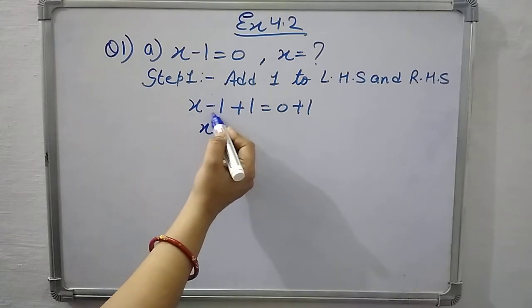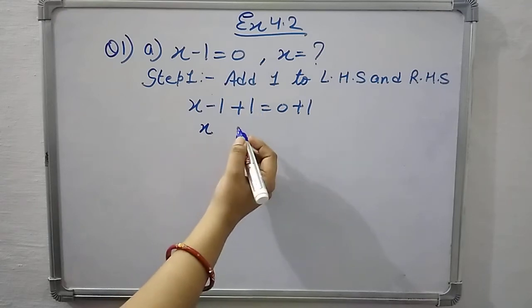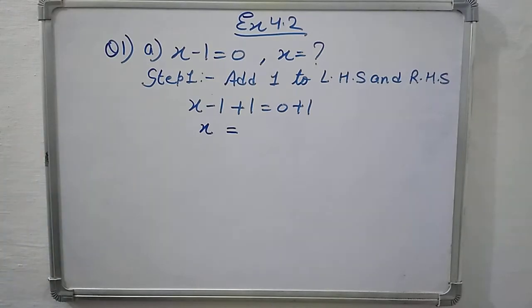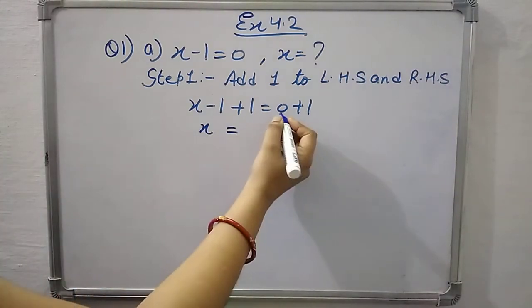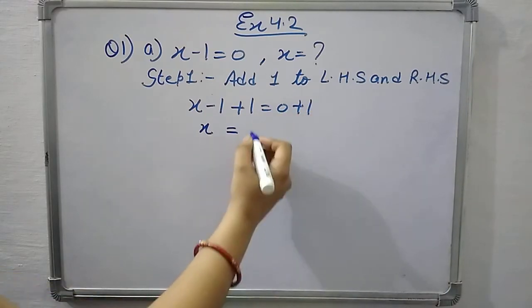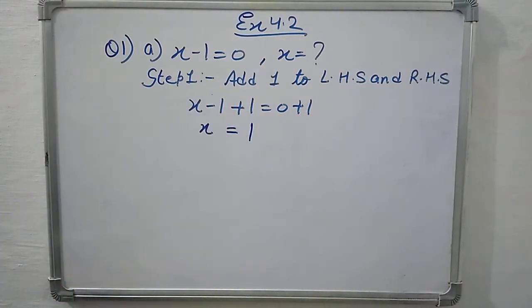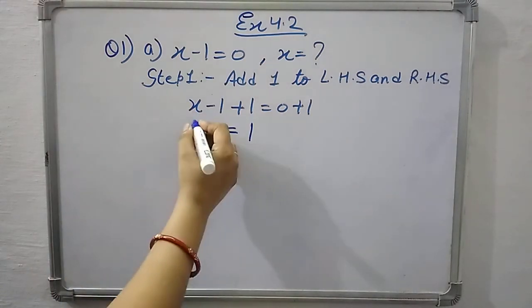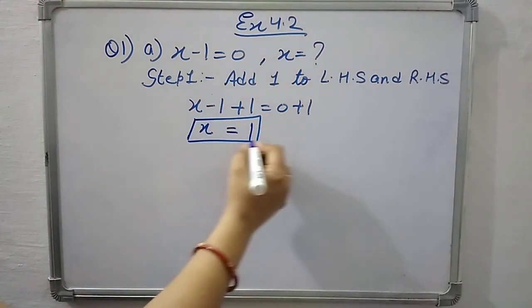On calculating this minus 1 plus 1, we get 0. So in LHS, x is the only term remain, and in RHS we get 0 plus 1 as 1. That means we get the solution of equation, which is x equal to 1.